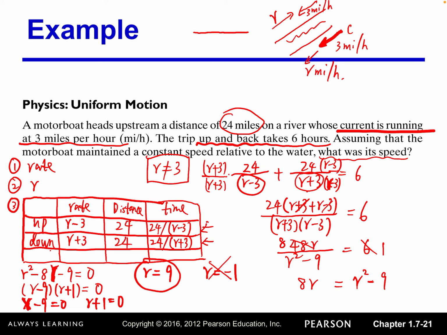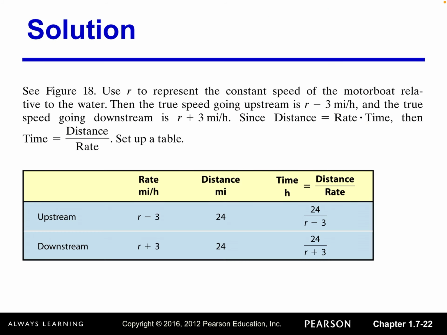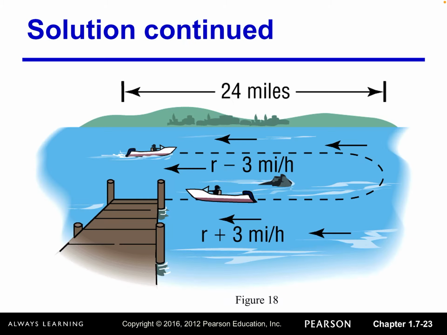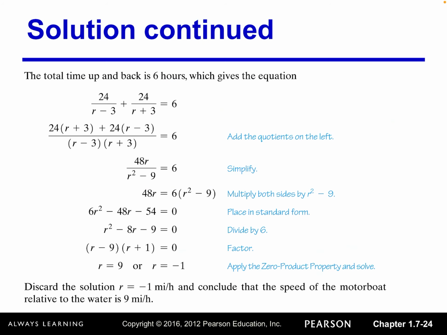All right, that's how to solve this uniform motion problem. And that's the book setup. Okay, it's also put into a table format. And then this is the picture. You can look at it. That better illustrates the situation here. And then that's solving the equation.